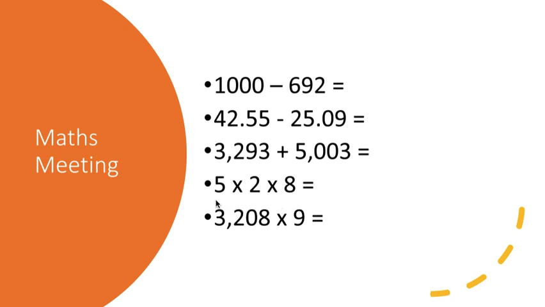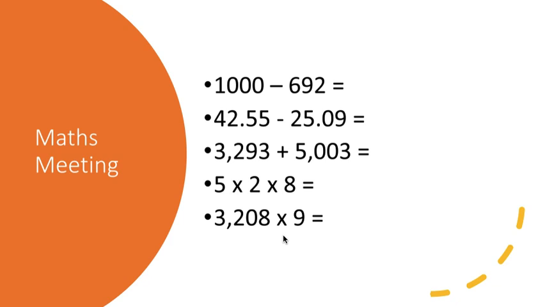3-part multiplication. You could do 5 times 2, find the answer and then times the answer by 8, or you could do it 8 times 5 and then times 2, or 8 times 2 and then times 5. The order is up to you, whatever you find easiest.